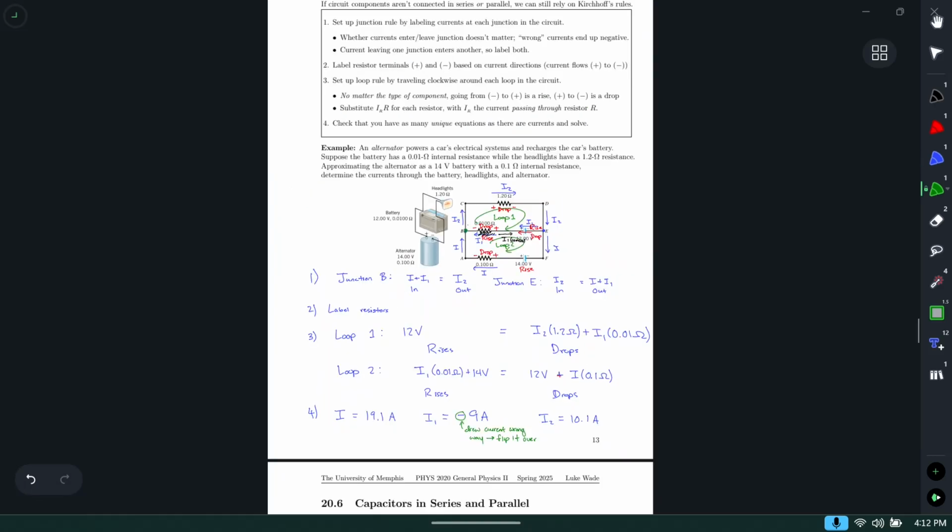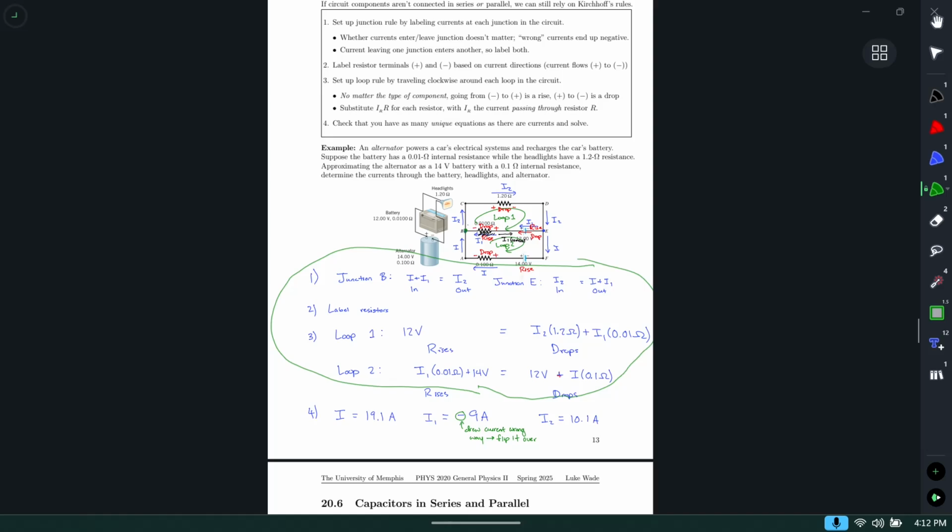For Kirchhoff's rules, I said I'm not going to expect you to solve the equations, just be able to set them up. So you've got to be able to do this part. Set up your three equations, one for a junction and then two for loops, and that's it.